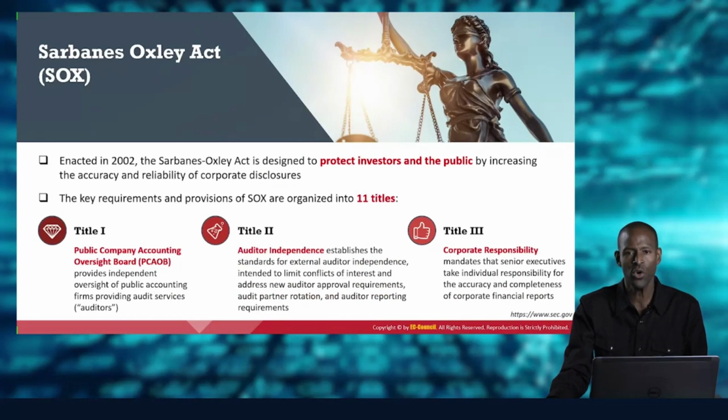SOX. I mentioned this earlier, and it came out of the Enron debacle, where they lost billions and billions of dollars of investor money, causing great problems all over the world, but specifically in the United States. Then in 2002, the Sarbanes-Oxley Act was put together. Why? To protect investors and to protect the public.